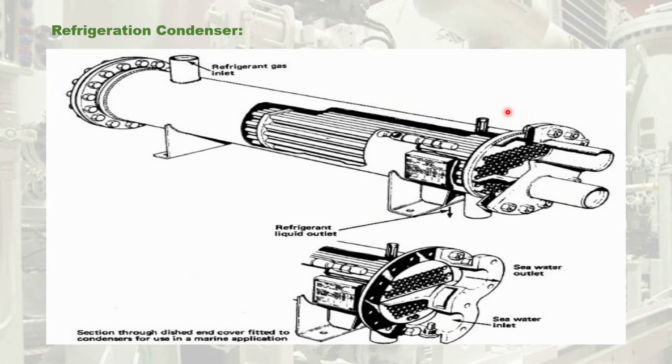Here, back in this diagram, you can see that this is a shell and tube heat exchanger. Here you can see the inlet of the refrigerant gas received from the compressor, and here you can see the outlet of the refrigerant in the liquid phase. The refrigerant issued from the compressor is cooled with the help of either seawater, if the ship is provided with a seawater cooling system, or freshwater, if the ship is provided with a central cooling system. Here you can see the inlet of the seawater and the outlet of the seawater.